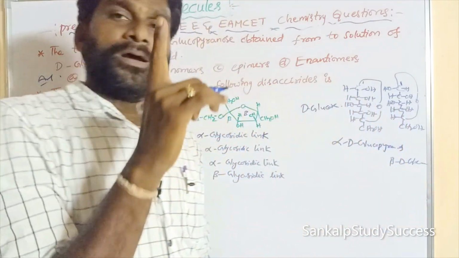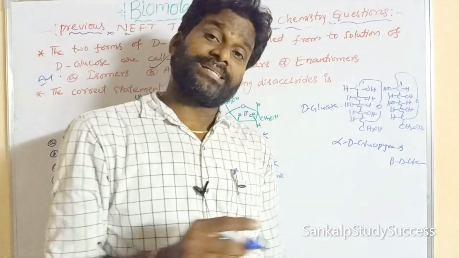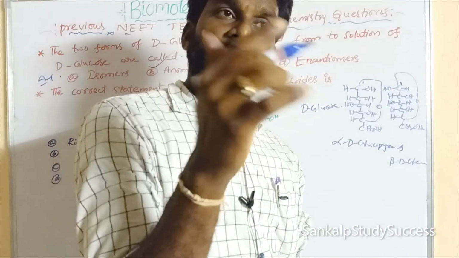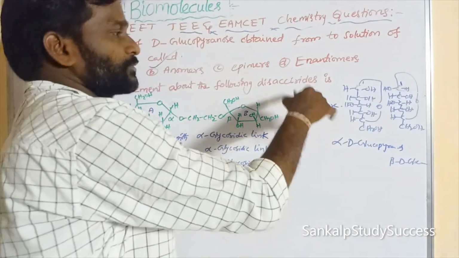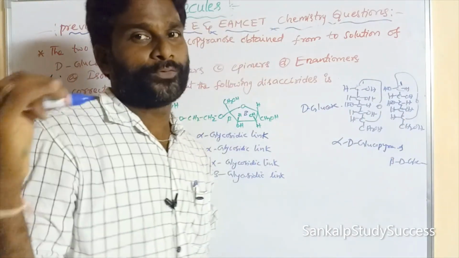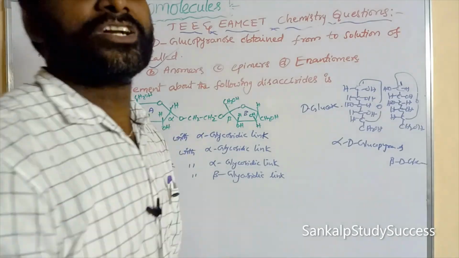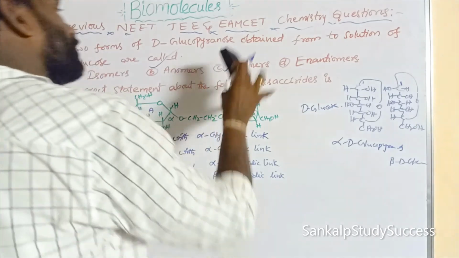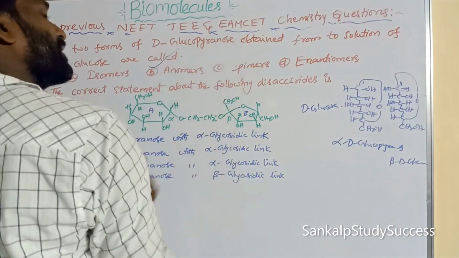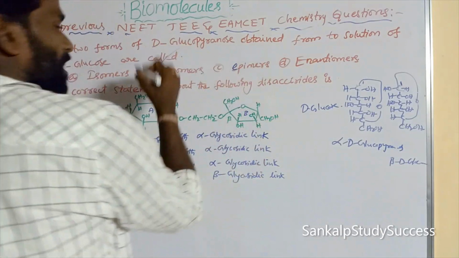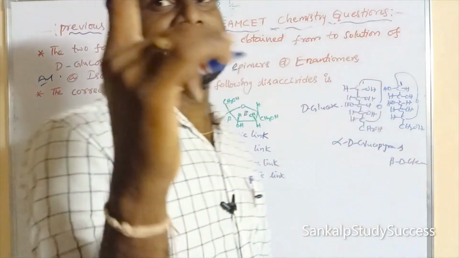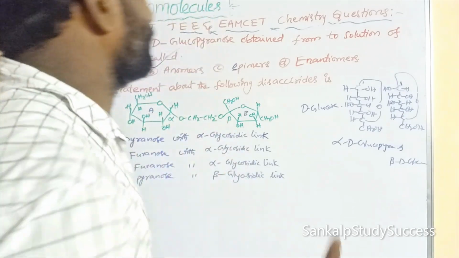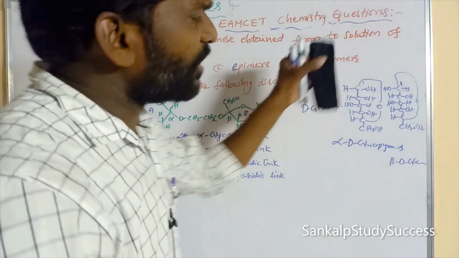If the two isomers are different at any carbon except the first carbon, that means the second, third, fourth or fifth carbon, that is said to be epimers. The two isomers different at the first carbon are anomers. If the two isomers are different at the second or third or fourth or fifth carbon in OH configuration, that is said to be epimers. Enantiomers, so these are not enantiomers.